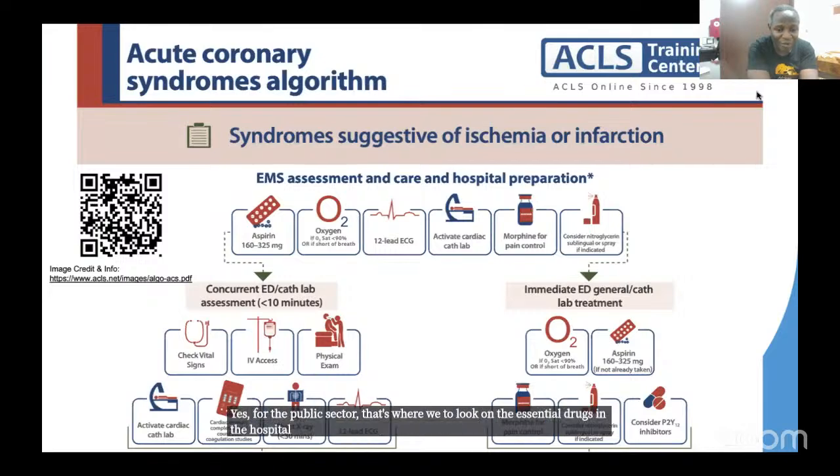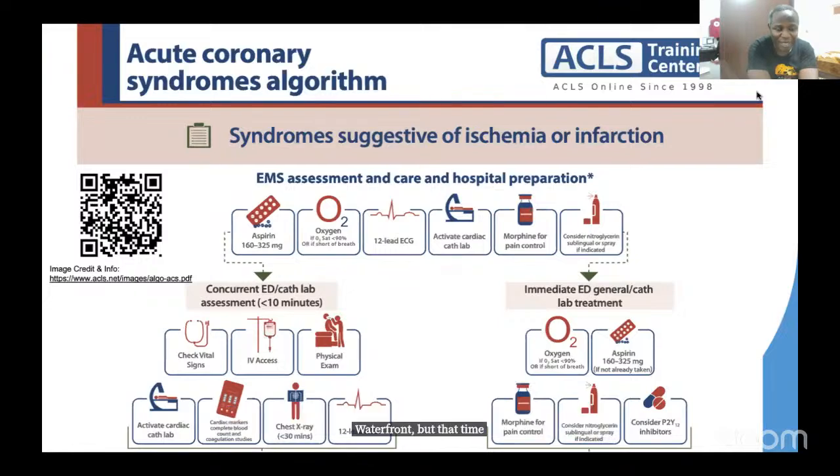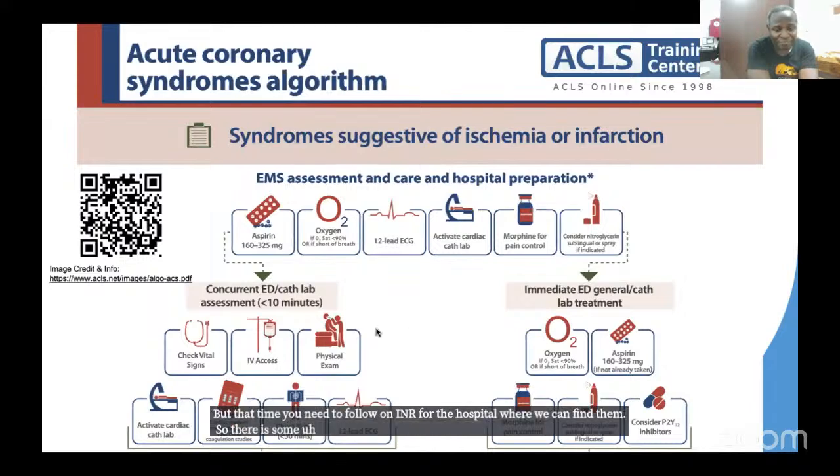So the low molecular weight heparin can be found and can be monitored by following the platelets. And when you start, we can also use warfarin, but then we need to follow the INR, for the hospitals where we can find them. There is some small bedside INR machine, which can be used and also can be given to the patient to follow himself when he is out of the hospital.